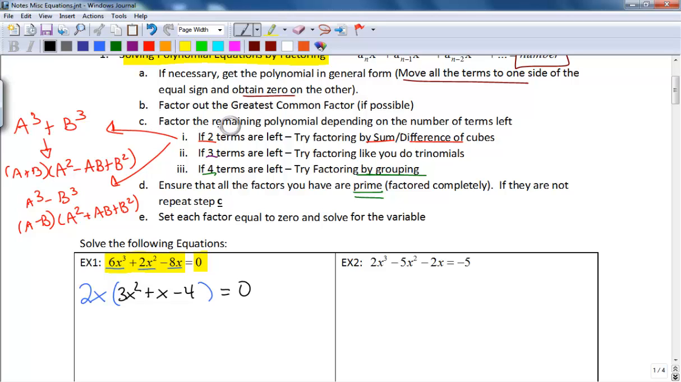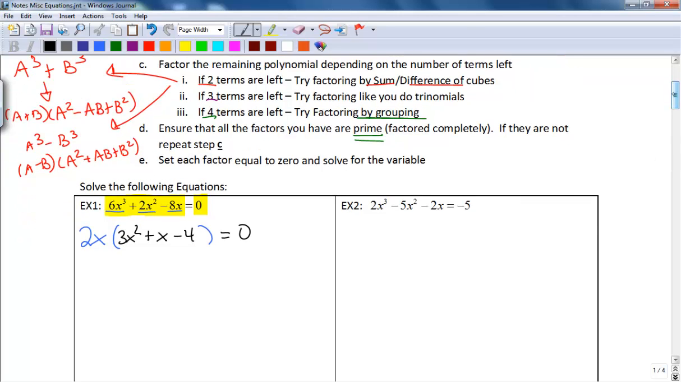Now step C says, take a look at what you have left and factor it accordingly. Well, what I have left is 3x squared plus x minus 4. That has 3 terms, so I need to factor it like a trinomial. Again, I factor things like that as guess and check, so I'm going to go ahead and bring this down and try to factor this trinomial. The only things that multiply to 3x squared are going to be 3x and x, and then we need to multiply to 4 and then subtract to positive x. So let's go ahead and try plus 4 here and minus 1, because 1 times 4 is 4.